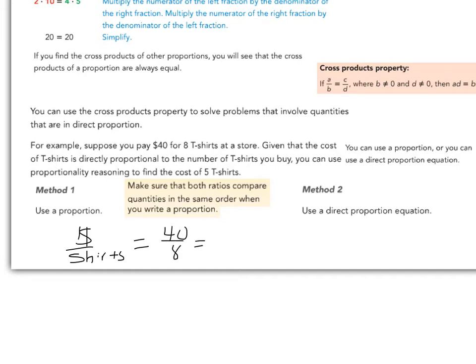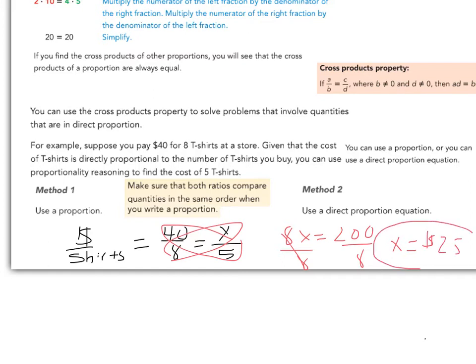We want to know how much it costs for 5 shirts. So our X is going to go up here, and then 5 is going to go down here. Now, since we know these are proportional, we're going to use cross products. Okay, so 8 times X is 8X equals 200. Divide both sides by 8, and X equals $25. So the cost for 5 shirts would be $25.